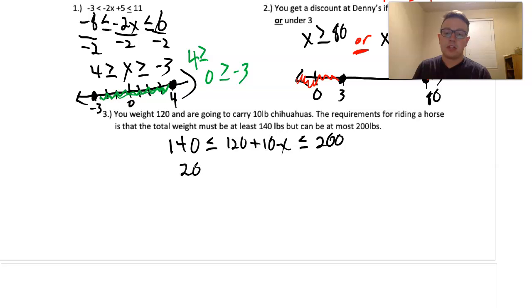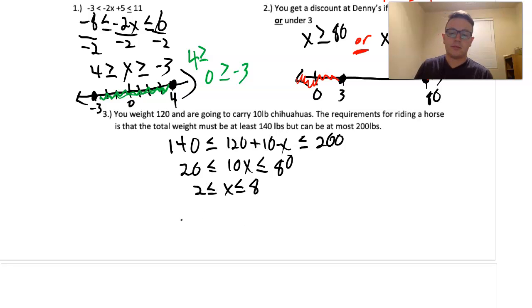We get 20 being less than or equal to 10x, which is less than or equal to 80. And then when we divide by 10, this becomes 2 less than or equal to x, less than or equal to 8. So we can bring 2 chihuahuas up to 8 chihuahuas, which honestly 8 chihuahuas seems like a lot. We might want to stick to the lower end of this.